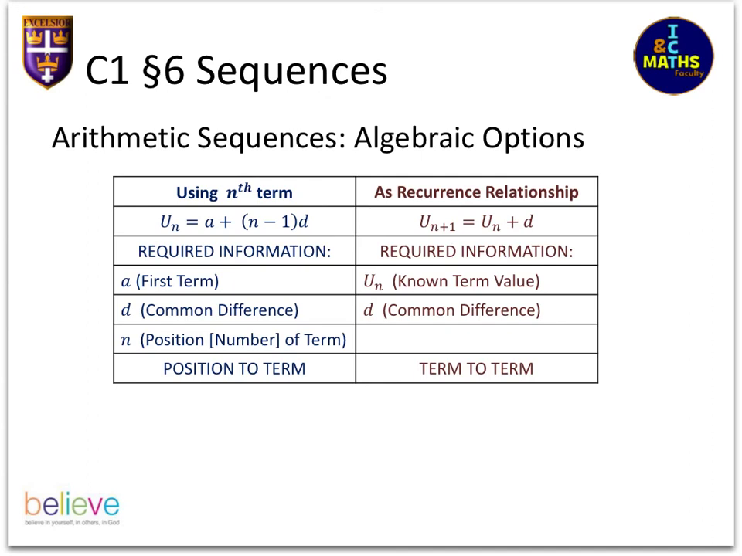Have a good look at the table and try and make sure that you can remember the differences between these forms of the same thing. Remember, an arithmetic sequence is a list of numbers where they go up or down by the same amount each time.